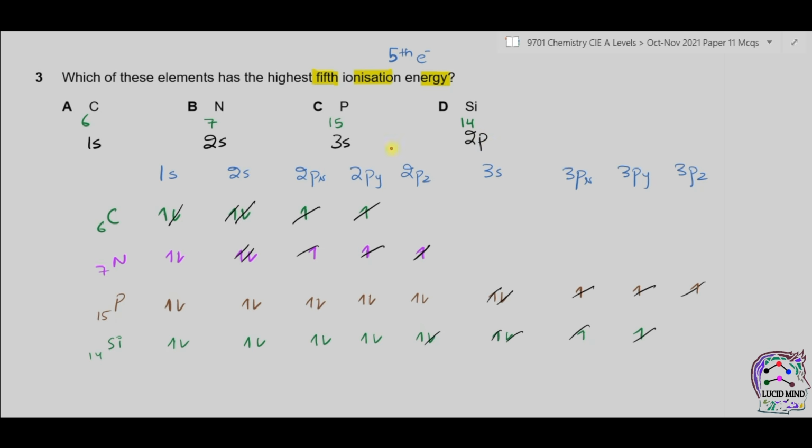Among these orbitals we know that 1s is the one that is nearest to the nucleus, so therefore the highest fifth ionization energy will be from 1s. So therefore the answer is A.